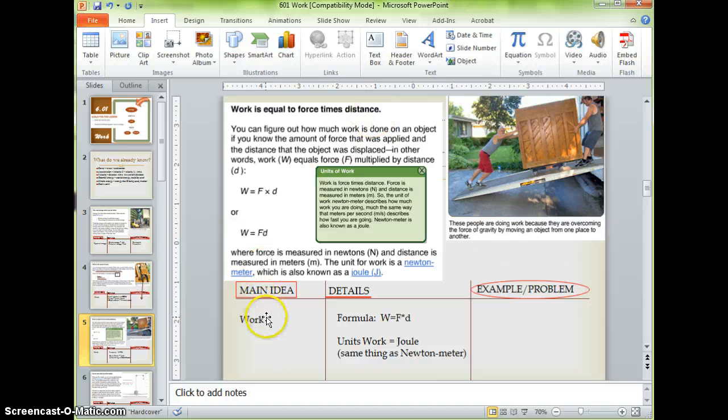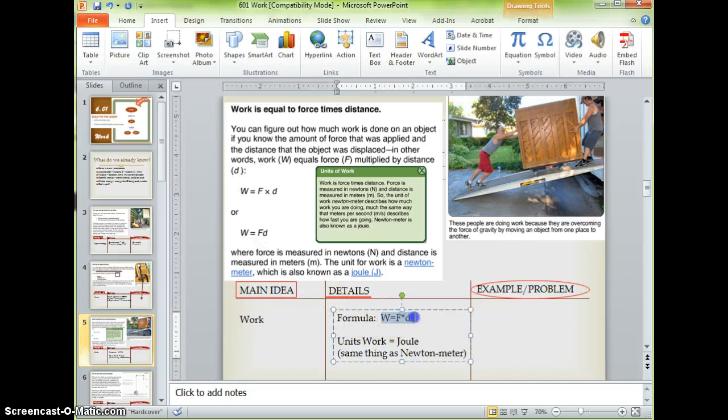All right, so our main idea is work. The formula for work is force times distance. So it's just another math problem, right? You should understand that the units of work is called a joule. When you take the units of force, which is a Newton, times the unit of distance, which is a meter, you get a Newton meter.